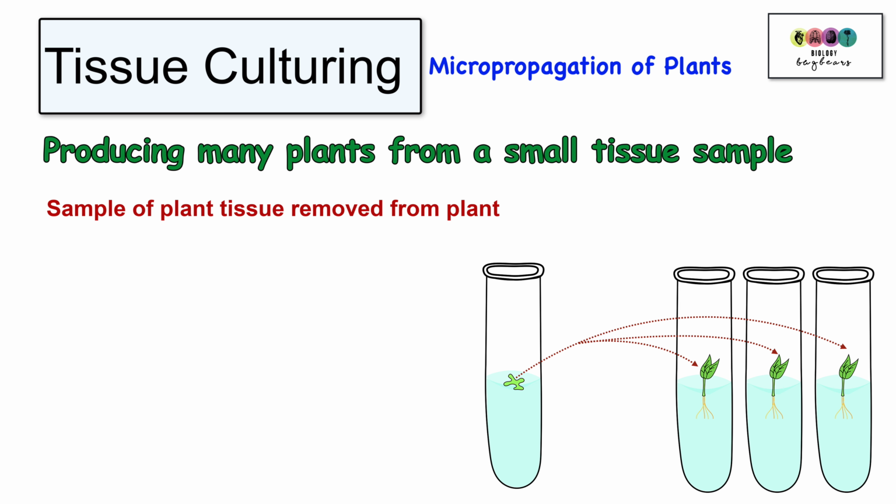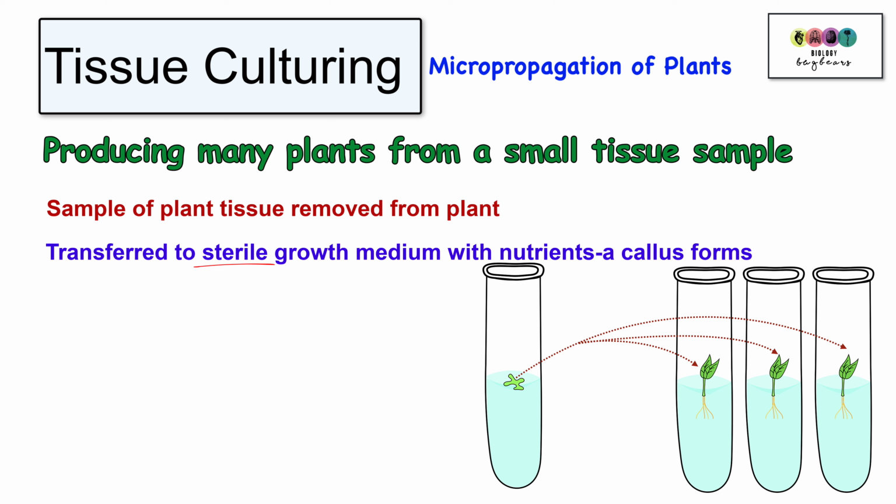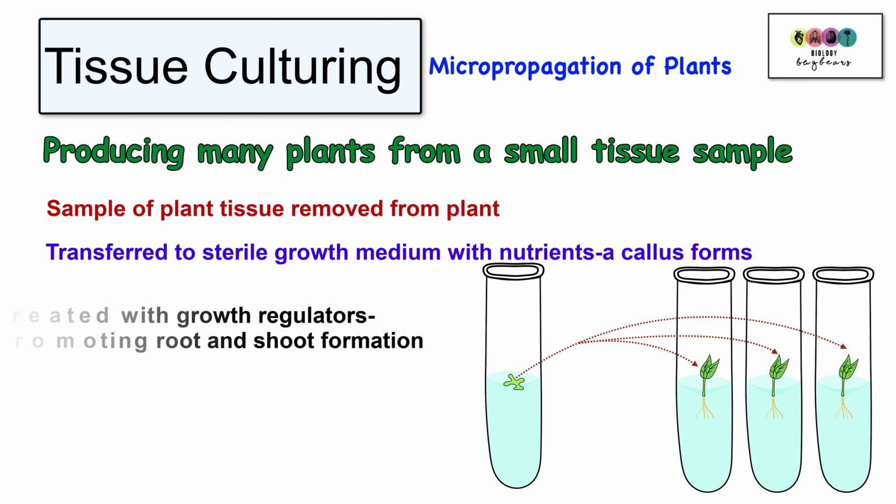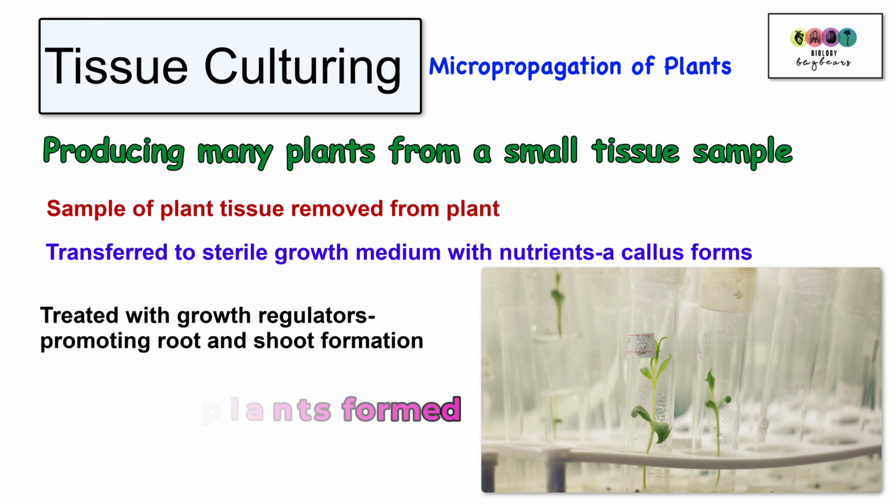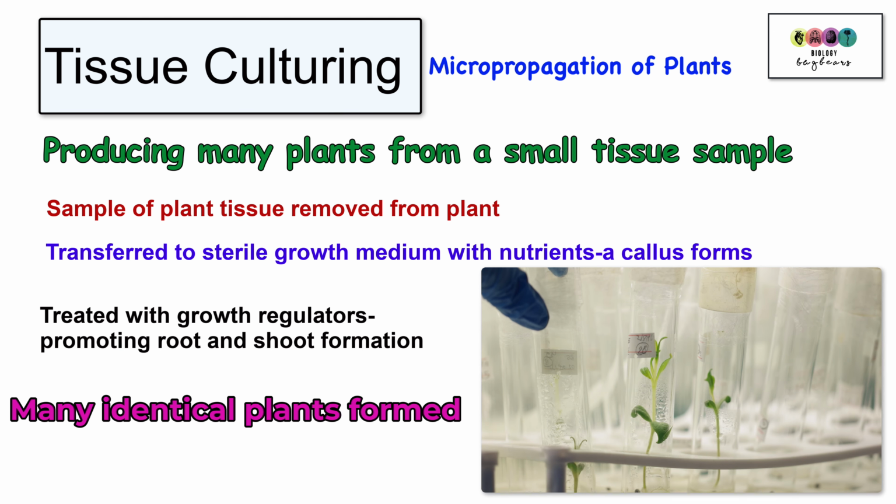So the final method of vegetative propagation, artificial vegetative propagation, is tissue culturing or micropropagation of plants, producing many plants from a small piece of plant tissue. So the process involves removing a sample of plant tissue, ensuring that it's sterile and transferring it into sterile growth medium, which is enhanced with nutrients. Maintaining sterile conditions is so important because you don't want to introduce pathogens. Eventually, a callus will form, which is a mass of undifferentiated cells. The callus is then treated with different concentrations of growth regulators to stimulate the formation of roots and shoots, and eventually you end up with many identical plantlets.